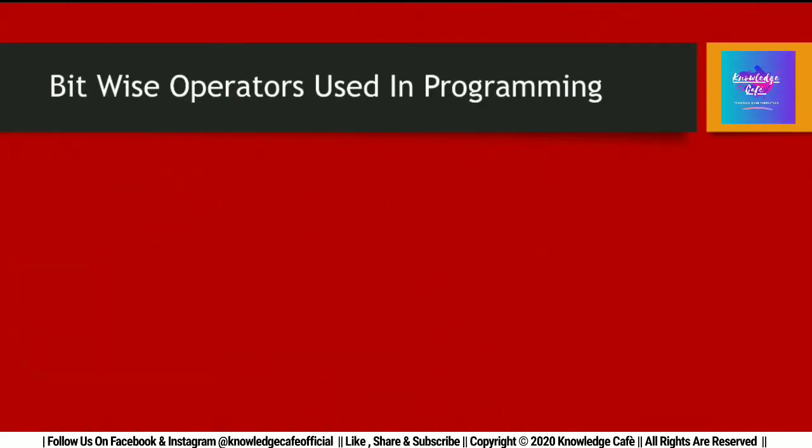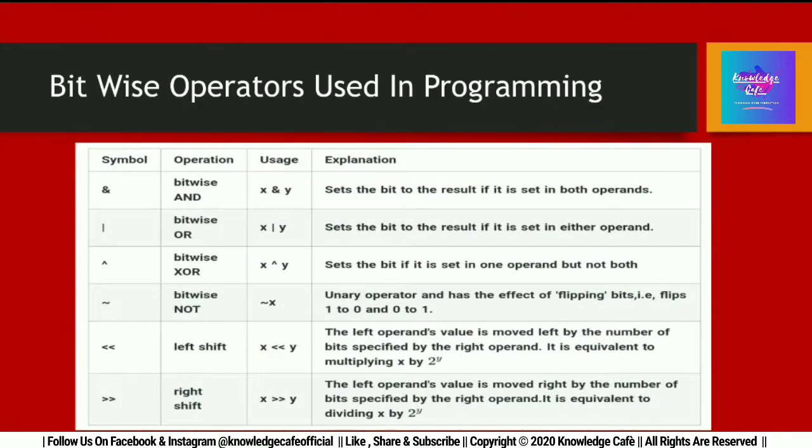Now what are the bitwise operators used in programming? As you can see, there are mainly 6 bitwise operators used in programming. They are bitwise AND, bitwise OR, bitwise XOR, bitwise NOT, left shift and right shift.